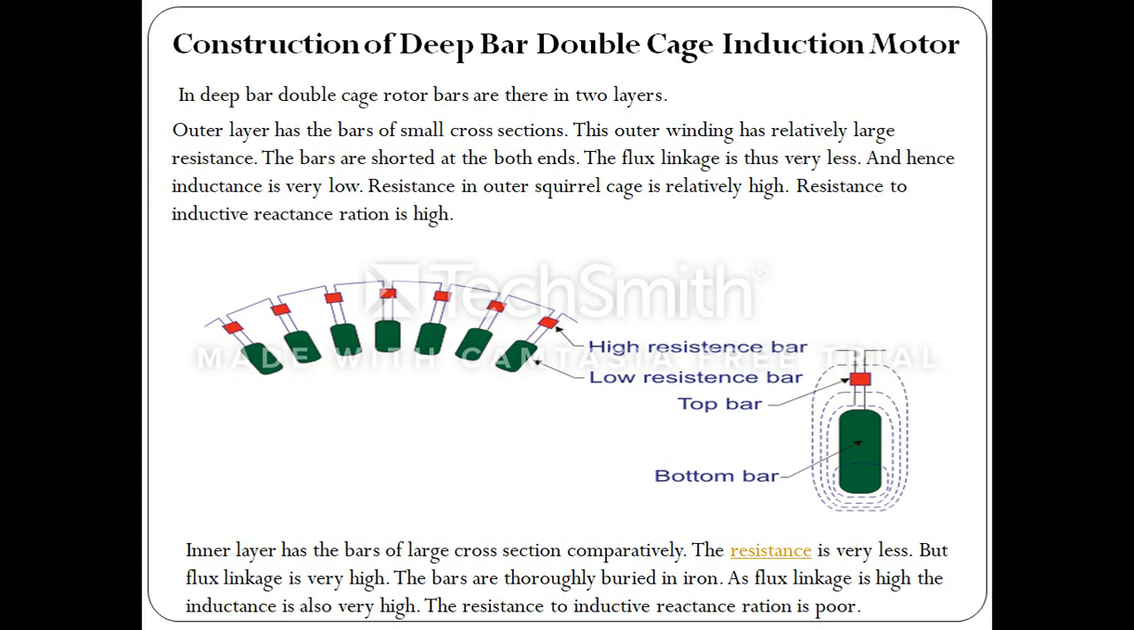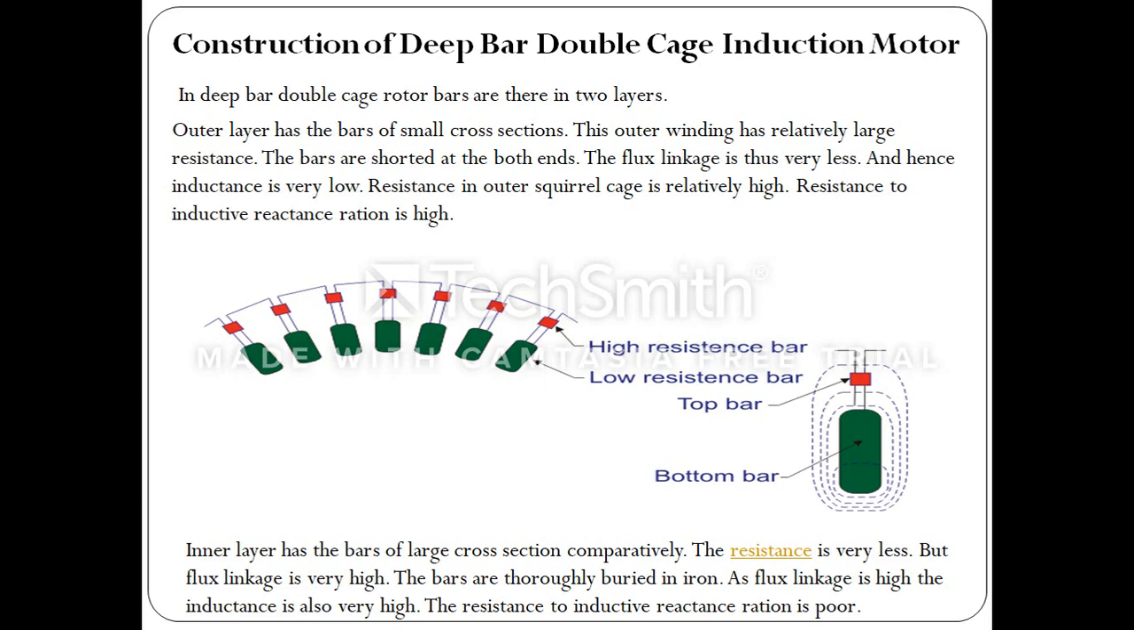In the deep bar double cage rotor, there are two layers of bars. The outer layer has bars of small cross section, as shown in the figure. This outer winding has relatively large resistance. The bars are shorted at both ends. The flux linkage is thus very less and hence the inductance is very low. Resistance in the outer squirrel cage is high and the resistance to inductance ratio is also high.